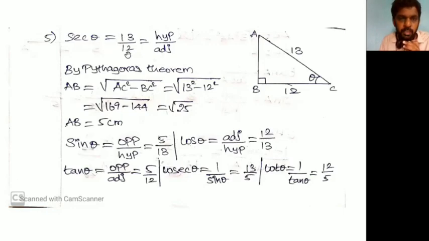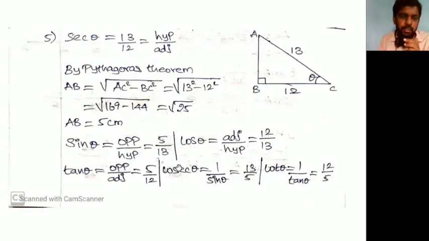From the trigonometric ratios, we know that secant theta is equal to 1 by cos theta. We know that cos theta is adjacent by hypotenuse. Therefore, secant theta is hypotenuse by adjacent. So hypotenuse is 13, adjacent is 12. So we know two sides. We can find the third side using the Pythagoras theorem. So AB is equal to 5 centimeters. So we know all three sides now.